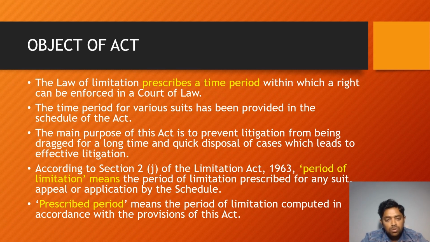According to Section 2(j) of the Limitation Act 1963, the period of limitation means the period of limitation prescribed for any suit, appeal, or application by the schedule. Prescribed period means the period of limitation computed in accordance with the provisions of the Act.